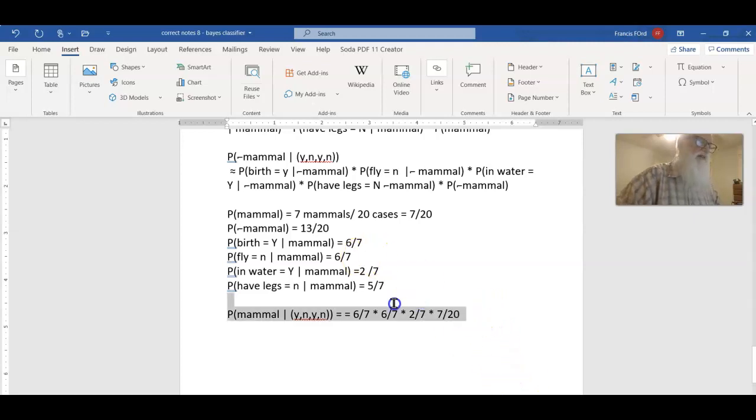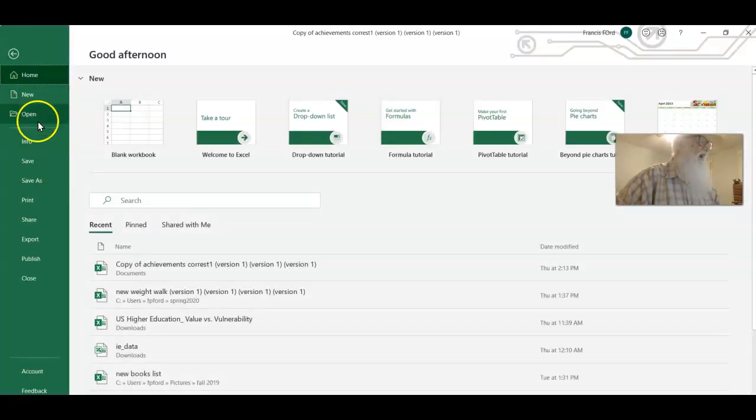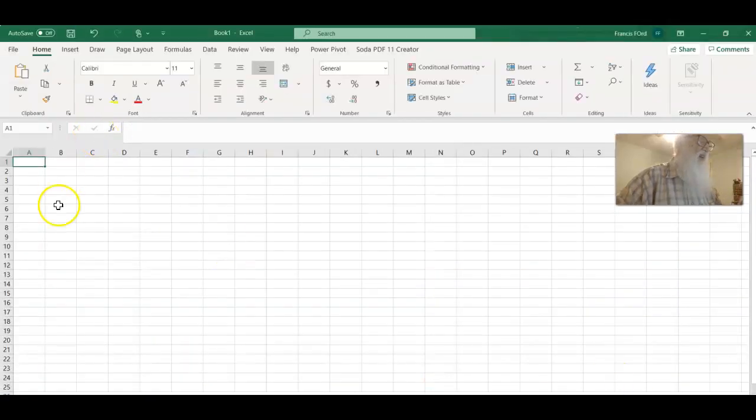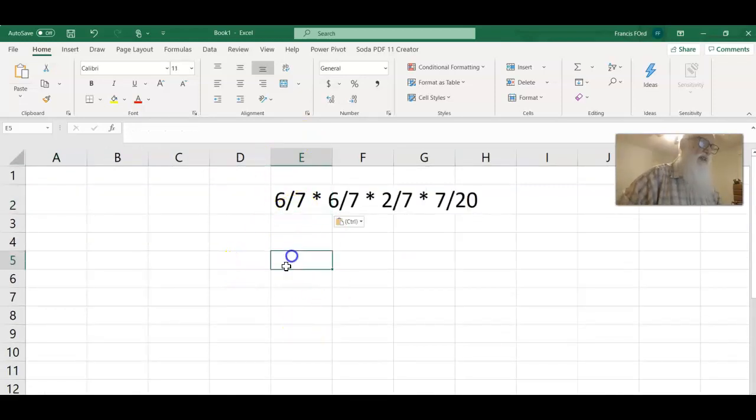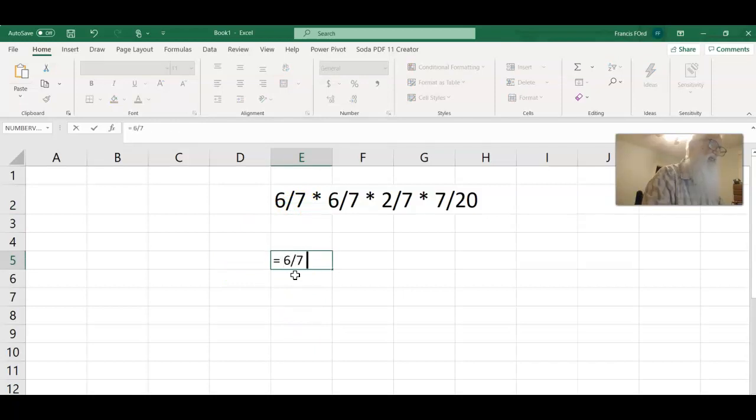Now I'm not about to try to compute that. I'm going to copy it. I'm going to go over to this area here. I'm going to have a new one, and I'm just going to put that in there. Then I'll take care of putting the equals in. So it equals 6/7 times 6/7. And I probably will be super cautious and put in the parentheses. I don't want to take any chances. Times 2/7 times 7/20.